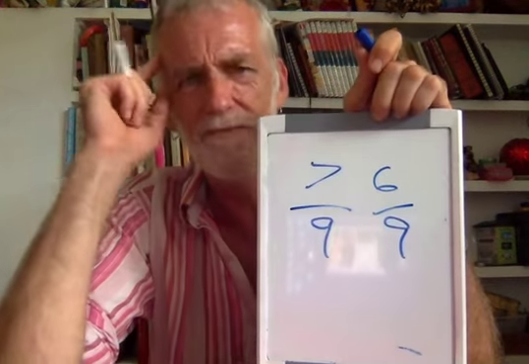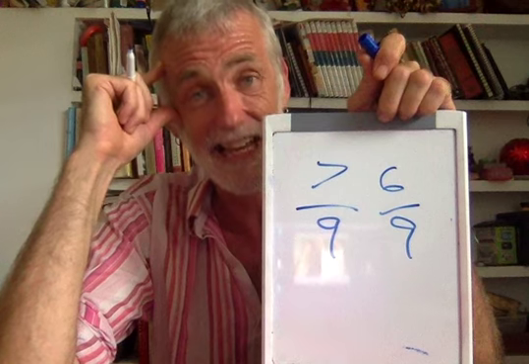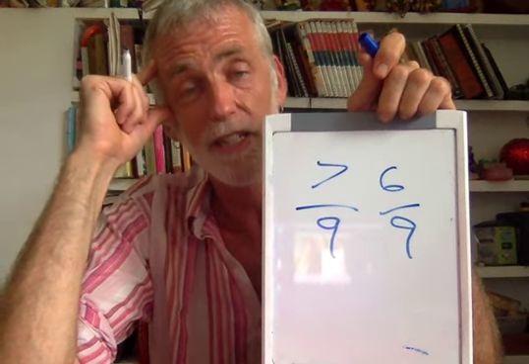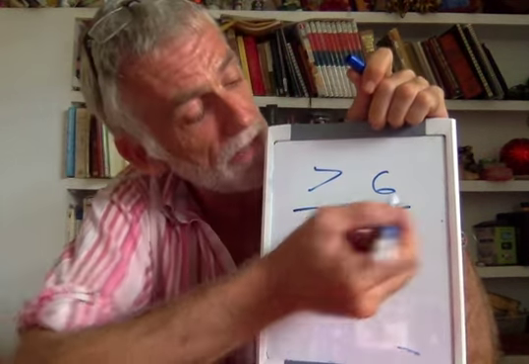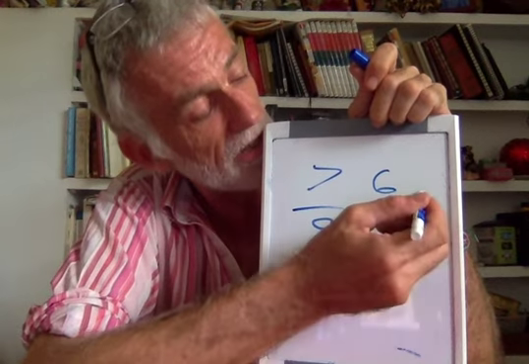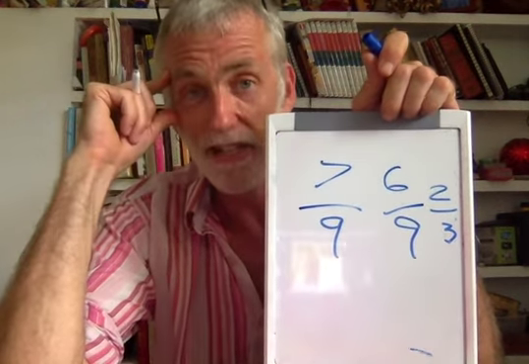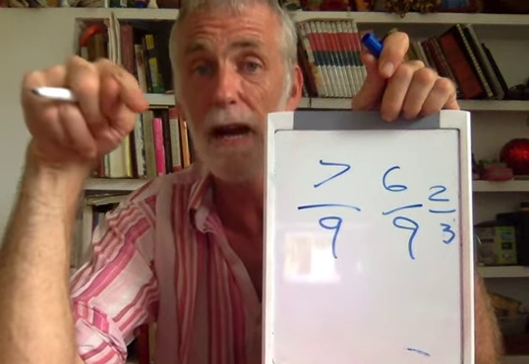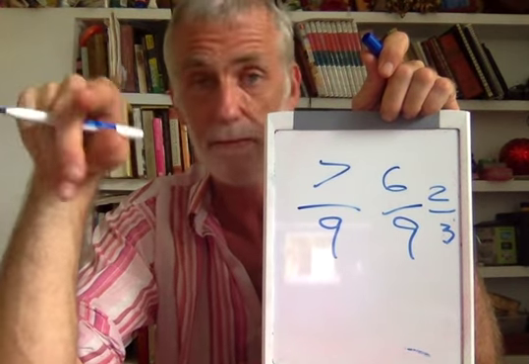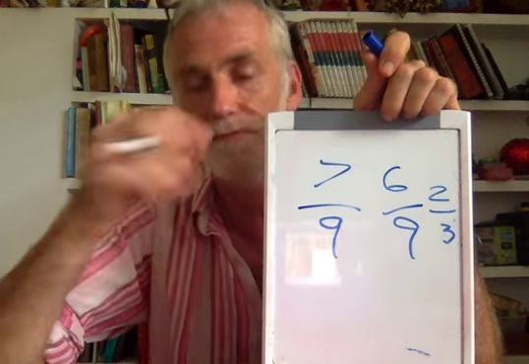6/9. I can simplify that because I know that both 6 and 9 are divisible. You can divide them by 3. So you divide 6 by 3 and 9 by 3, and you get 2/3. When you're simplifying, you always have to divide by the same number on the top and the bottom. Always has to be the same. If you can't figure out what's the same, like 7/9, then you're done.